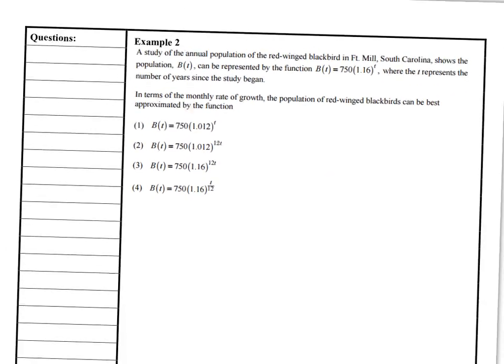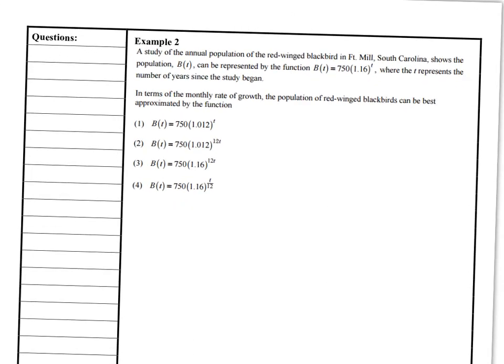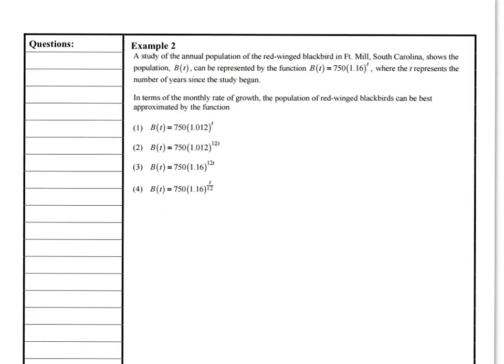So with this one, it says we've got the study of an annual population of the red-winged blackbird in Fort Mill, South Carolina, shown by this population equation, B of t equals 750 times 1.16 raised to the power t, where t represents the number of years, so that's important to keep in mind. In terms of the monthly rate, okay, so here we go again with monthly. 12 months per year. Which of the following can be approximated for this population?